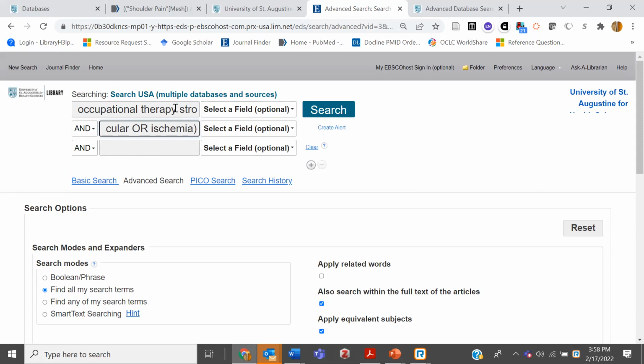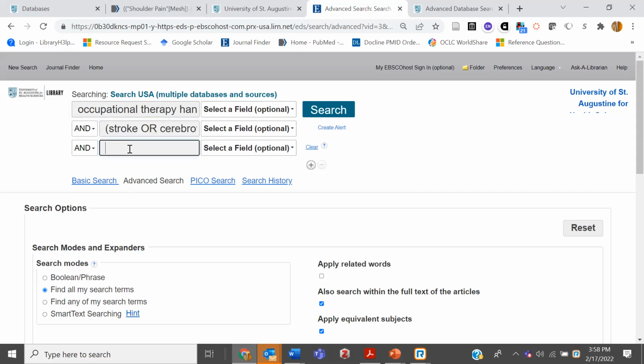So it's going to have occupational therapy, hand strength, and either stroke or cerebrovascular or ischemia. Okay, so it's a way of doing 3 searches at once. This is the same as me performing a search for occupational therapy, hand strength, and stroke, and a search for occupational therapy, hand strength, and cerebrovascular, and a search for occupational therapy, hand strength, and ischemia.